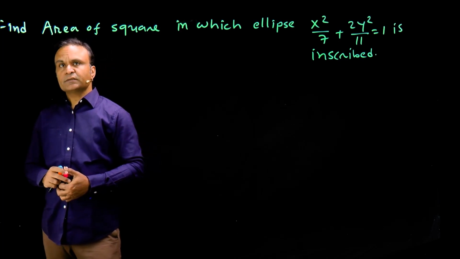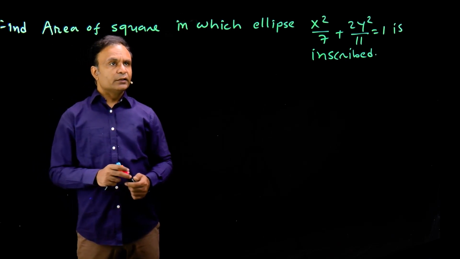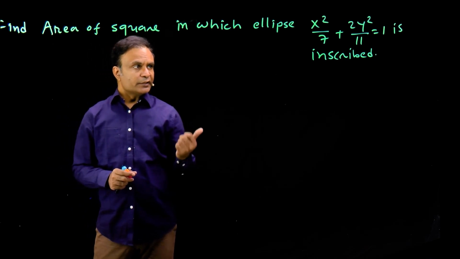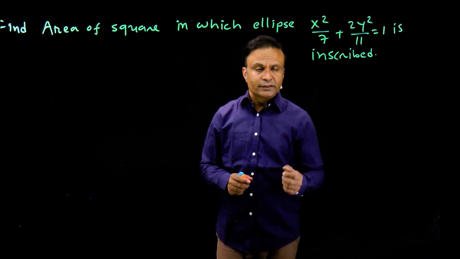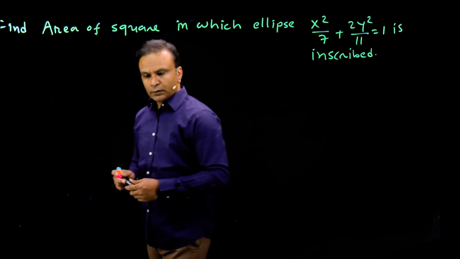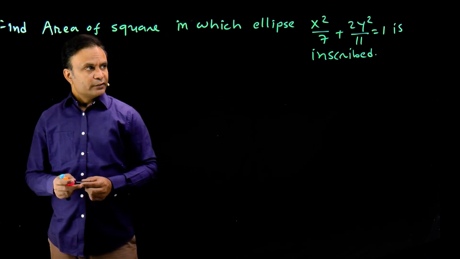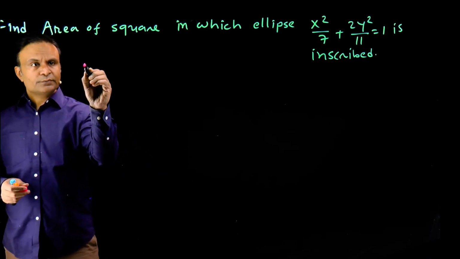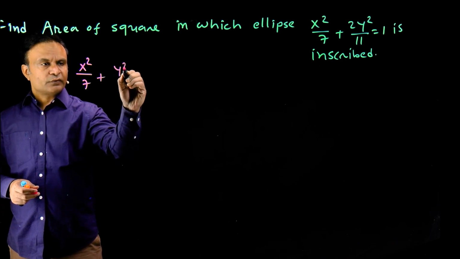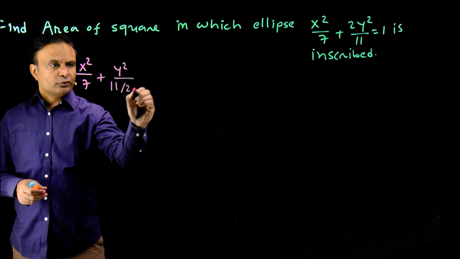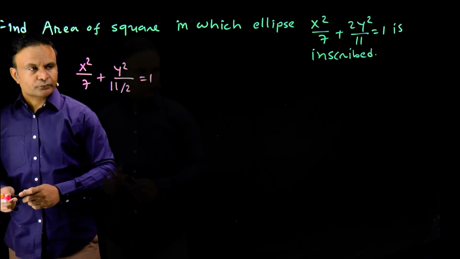Okay, the question is, find the area of the square in which the ellipse x square upon 7 plus 2y square upon 11 is equal to 1 is inscribed. We have a standard ellipse. The equation of the ellipse is x square upon 7 plus y square upon 11 upon 2 equal to 1.